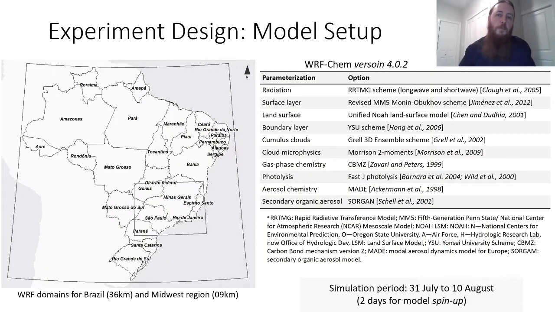So this is my model setup for the WRF-CAM model. I'm using two nested domains, a big domain for the area of Brazil with 36 kilometers and a nested domain on the Midwest region with 9 kilometers of resolution.